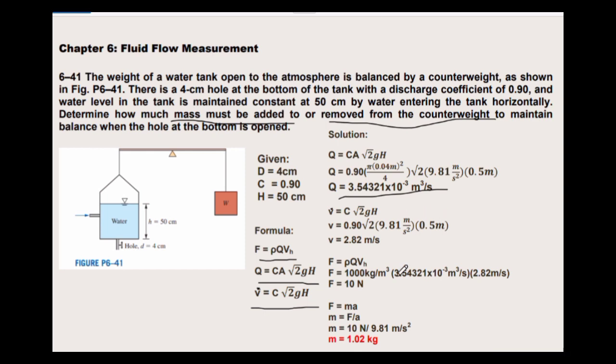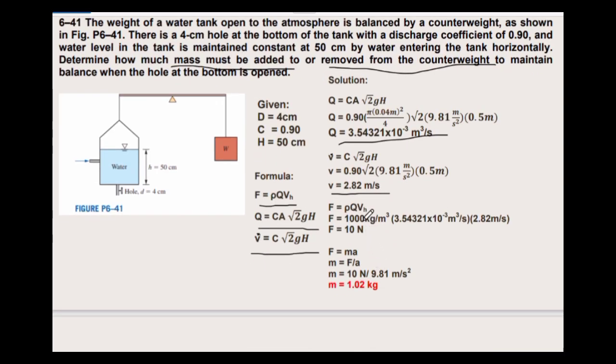Then we will solve for the velocity using the formula: discharge coefficient times the square root of 2 times the acceleration due to gravity times the height. We have 0.90 times the square root of 2 times 9.81 meters per second squared times 0.5 meter. Using our calculator, we get 2.82 meters per second.